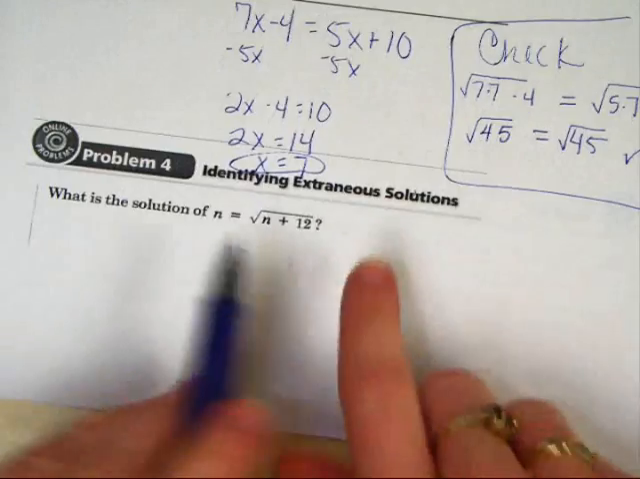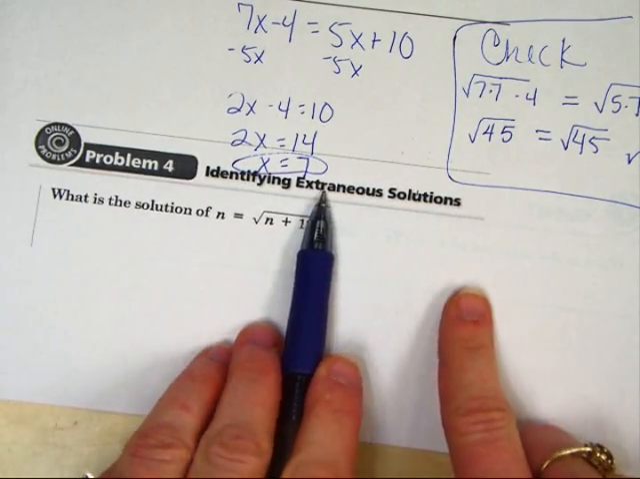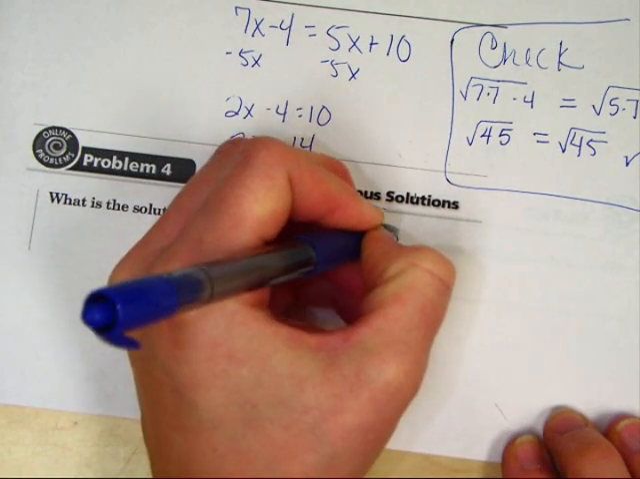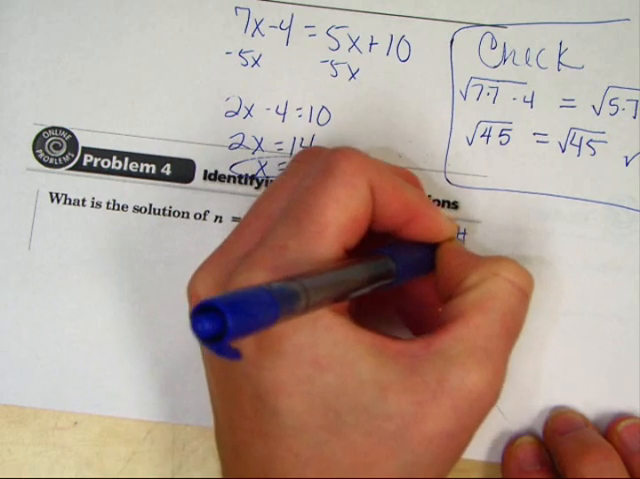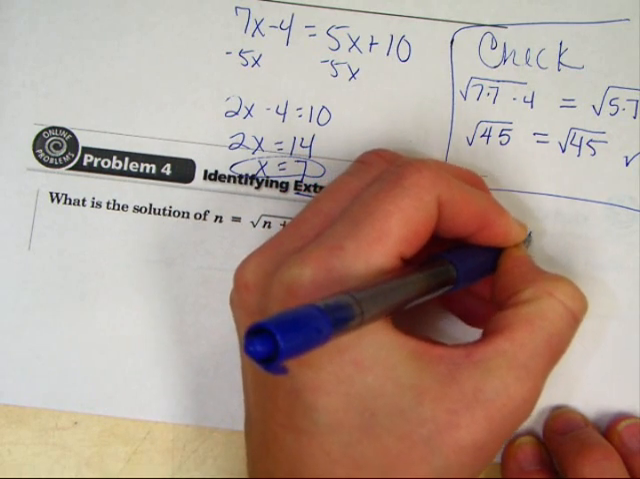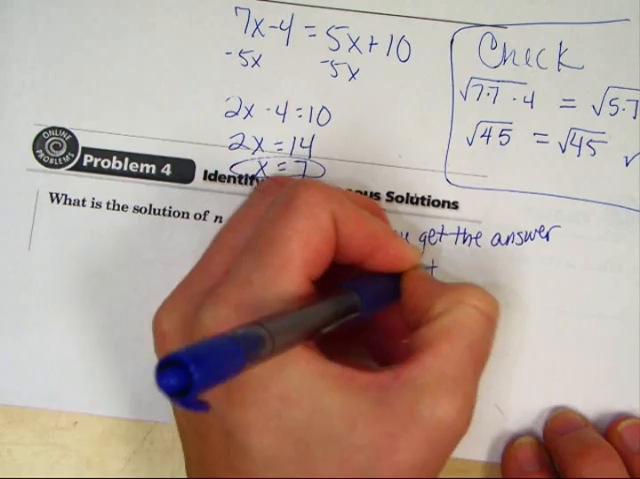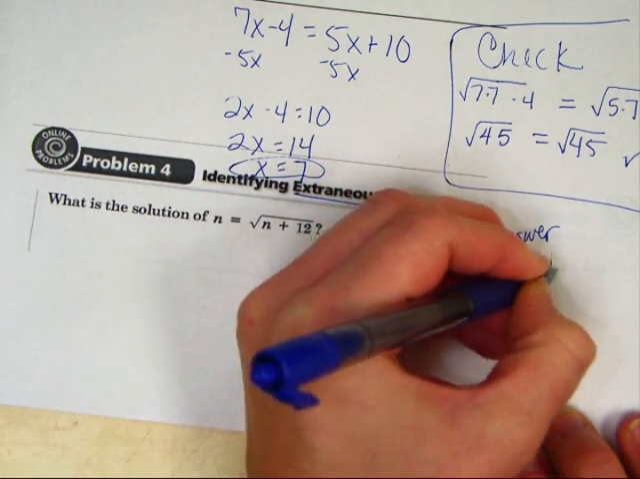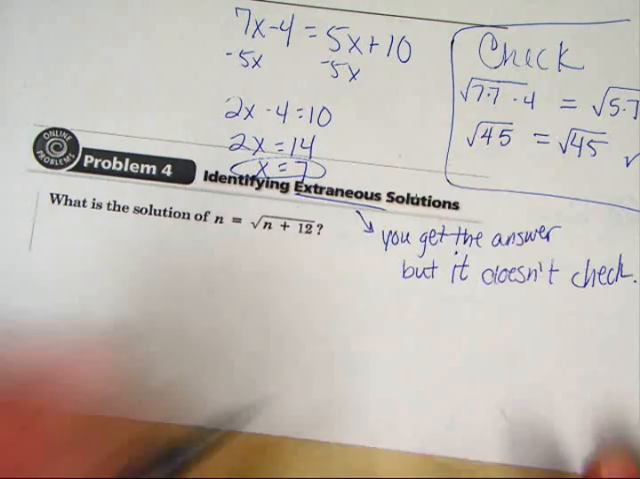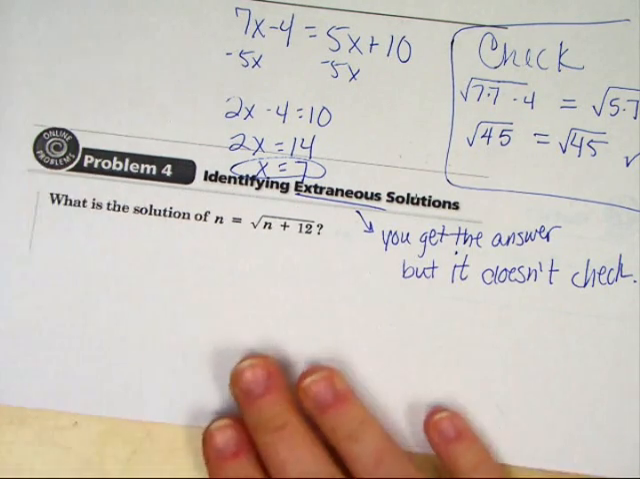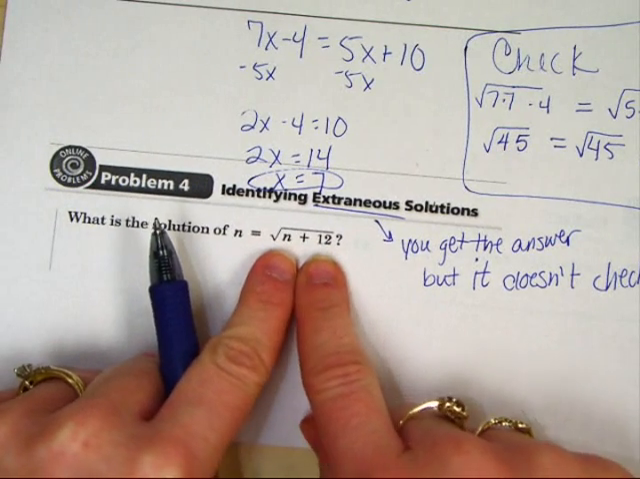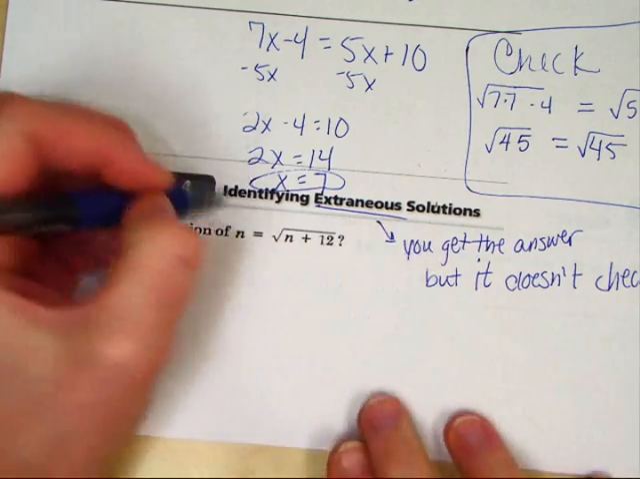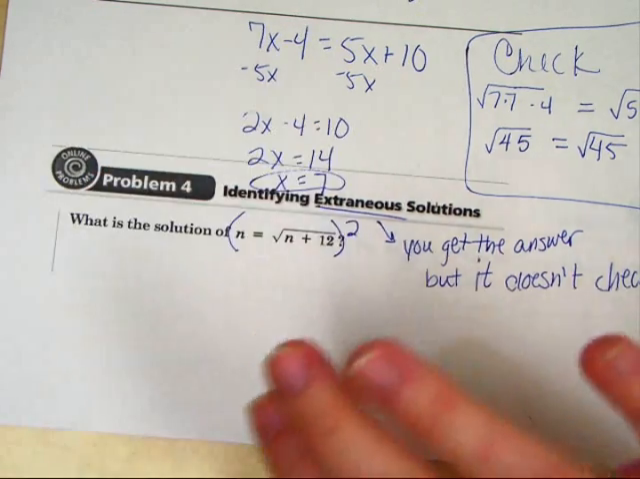Problem 4, finding what we call extraneous solutions. Extraneous means you get it as an answer, but it doesn't plug in. Let's say it doesn't check. Okay? Let's try. Notice how the radical is isolated. You see how it's kind of just by itself, other than the question mark, it's by itself? That means we're ready to square both sides.